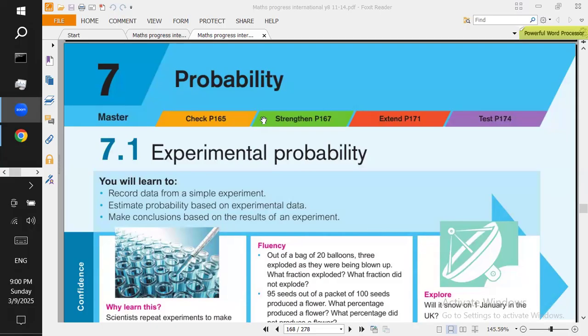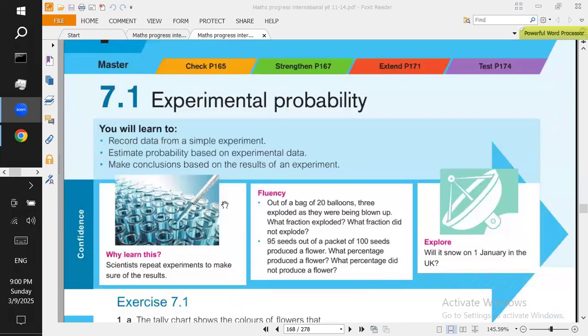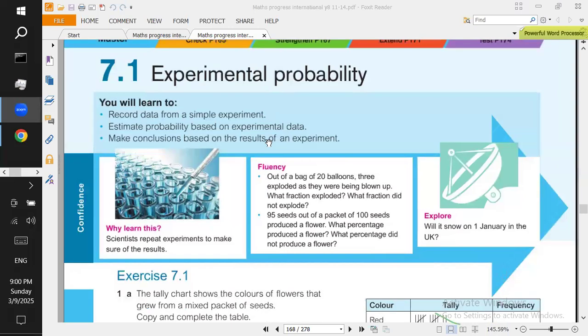In this video, we're going to talk about Unit 7, probability. 7.1, experimental probability. First, you need to understand the meaning of experimental probability and the difference between experimental and theoretical probability.